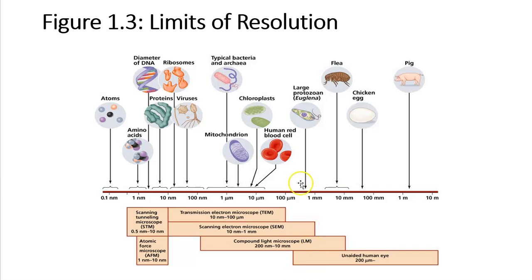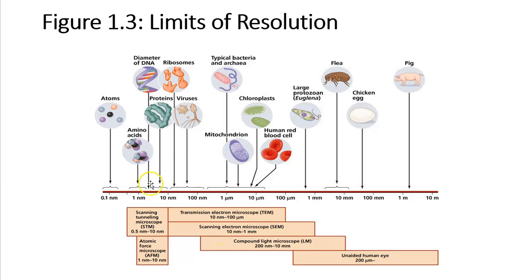Okay. The limits of what we can see are here. With the unaided eye, the large protozoans, you can see some of them. Below that, we need a microscope. We need a microscope to see red blood cells. We need a microscope to see chloroplasts in a leaf. Hopefully you guys have seen that in some biology lab, right? A typical bacteria and archaea, we can use that microscope, that compound microscope. We can see mitochondria. Now we're getting down towards the bottom.